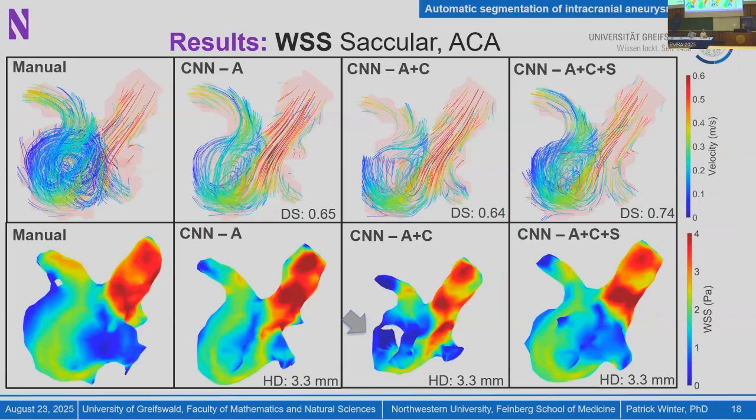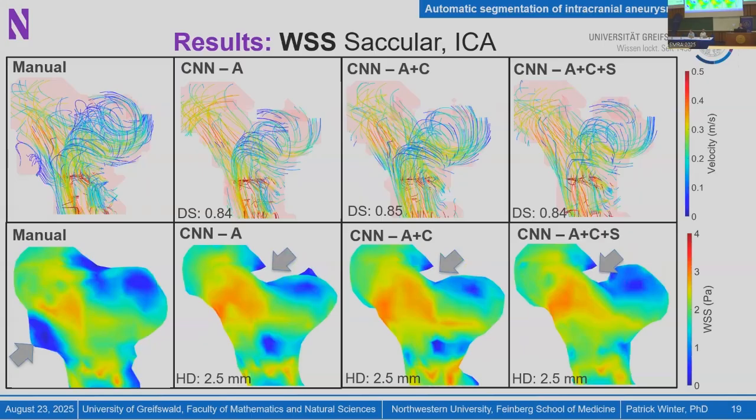Here you can see the results for the large saccular aneurysm in the anterior cerebral artery. The top row shows streamline representations of the velocity values, and the bottom row, the temporally averaged wall shear stress. The left column shows the results for the manual segmentation, and the other 3 columns for the 3 automated segmentation settings. What you can see here is that the performance was the best with the largest training data size. Surprisingly, however, the results were the worst for the mid-sized training data set. And all three segmentations showed a mild underestimation of aneurysm size.